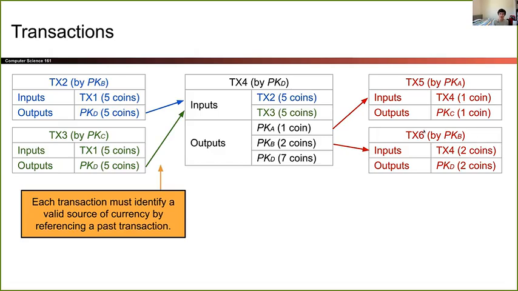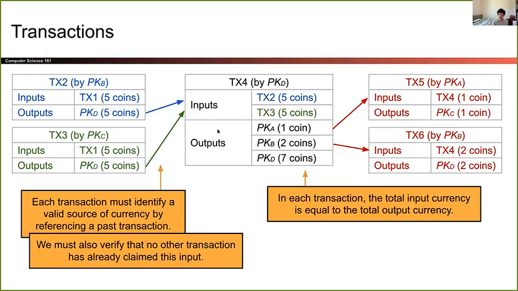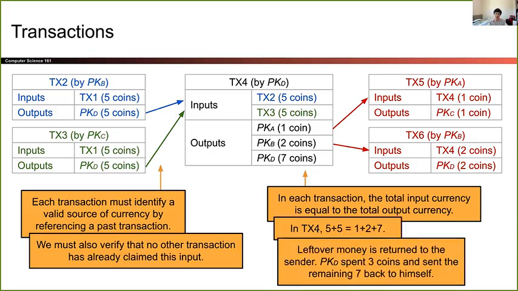As before, as I mentioned, each transaction has inputs that we have to verify, and the inputs have to be equal to the output so that we completely spend the inputs, and any leftover money is sent back to the sender. All right, so that's great.